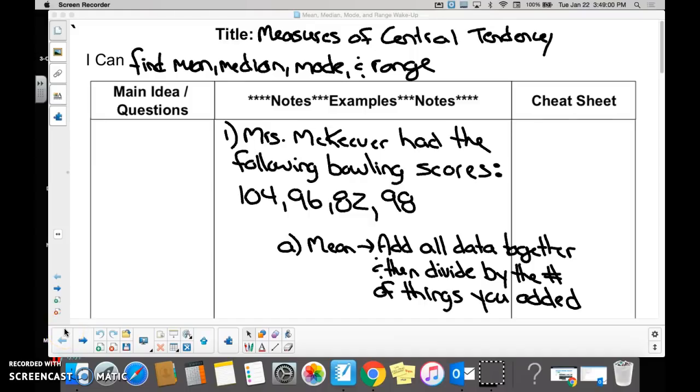Hey everyone, really quick video on measures of central tendency, which is mean, median, mode, and range. Various ways to find averages. Here's your scenario today. Mrs. McKeever had the following bowling scores: 104, 96, 82, and 98.